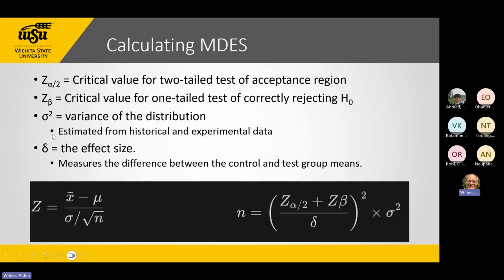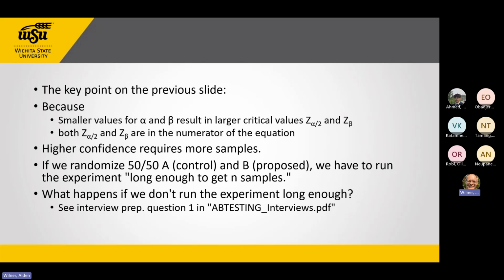And you notice that the effect size here is the denominator of the equation. So as we're collecting data, it might move, and the number of values we need to collect might go up or down. If we see a very small effect, we'll have to collect more samples. If we see a huge effect, we need to collect fewer samples. So the key point: Z of alpha over 2 and Z of beta are the numerator. High confidence requires more samples.